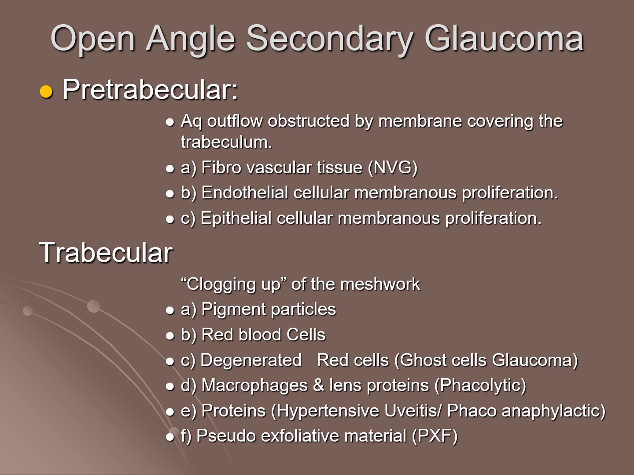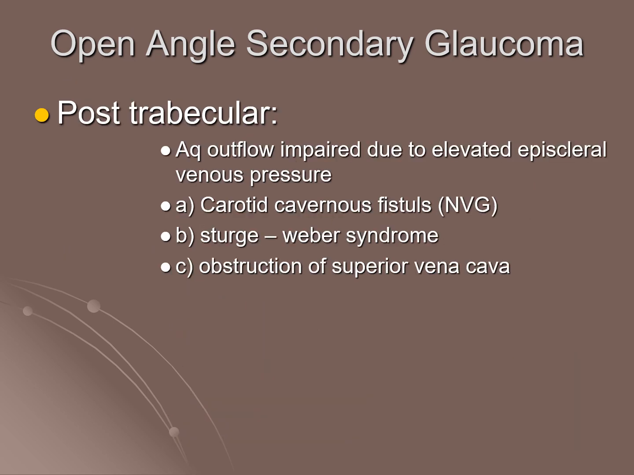So pigment particles, red blood cells, degenerated red cells, macrophages and lens proteins can clog the trabeculum. Or proteins, hypertensive uveitis due to lens protein causing the rise in the intraocular pressure, or the pseudoexfoliation material deposited into the trabeculum. And the post-trabecular causes are where the aqueous outflow is impaired due to elevated episcleral venous pressure. It may be due to carotid cavernous fistula, Sturge-Weber syndrome, or obstruction of the superior vena cava.